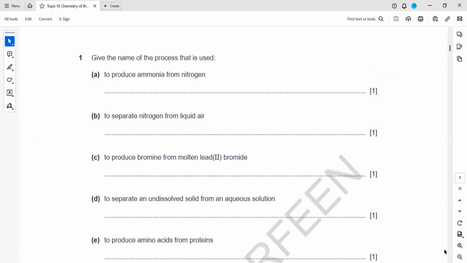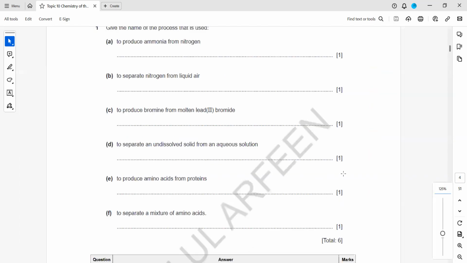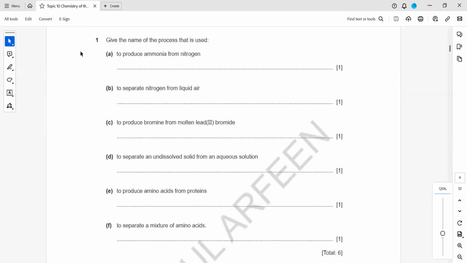In this question, use the screen annotation to answer the questions. Annotate on the screen directly. Give the name of the process that is used to produce ammonia from nitrogen. What do we call it when nitrogen and hydrogen react to give ammonia? What do we call this process? Haber process, good.